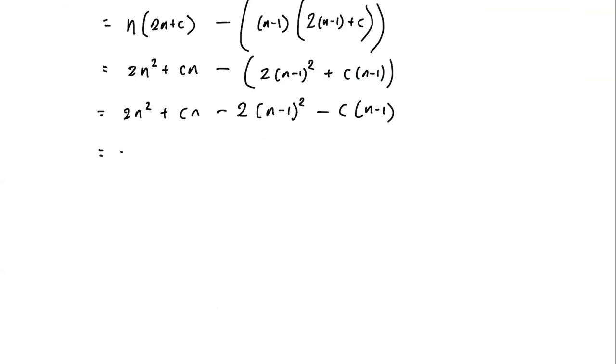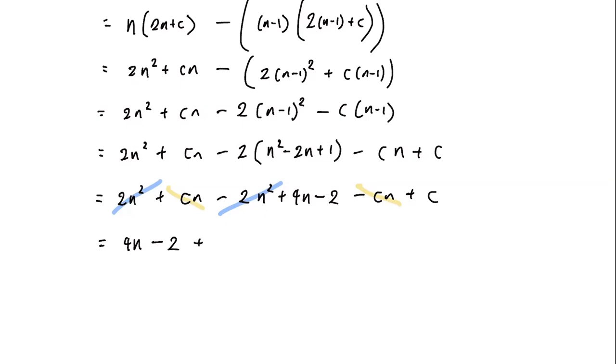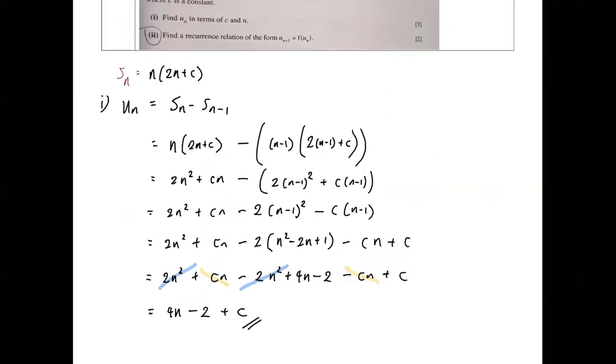Then now I can continue simplifying. The n minus 1 squared open up, you get n squared minus 2n plus 1 minus away c times n plus c times 1, which is plus c. So 2n squared plus cn minus 2n squared plus 4n minus 2 minus cn plus c. Anything to cancel? Yes, 2n squared minus 2n squared. Anything else? Yes, cn minus cn. And finally, we are left with 4n minus 2 plus c. Okay, that's part 1. Moving on.